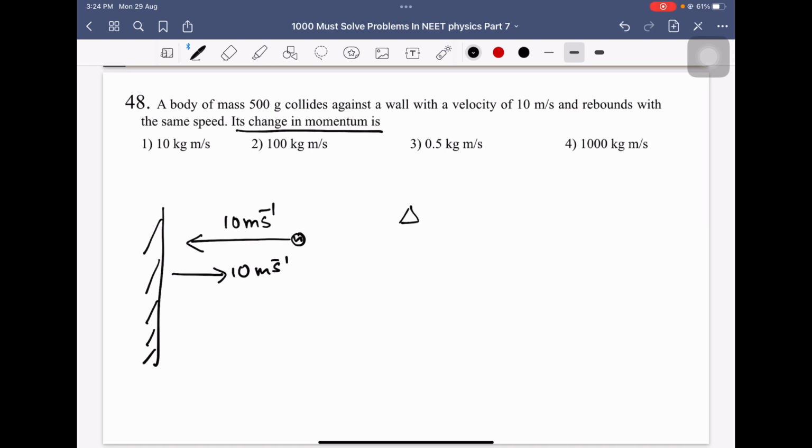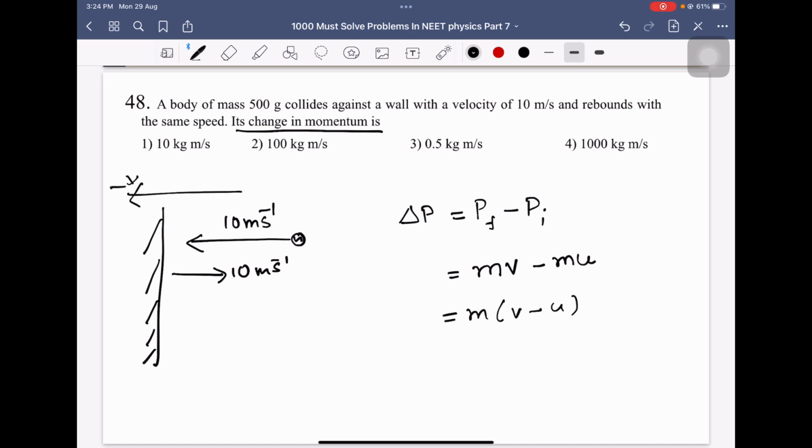What is change in momentum? Change in momentum means final momentum minus initial momentum. Final momentum is mass into final velocity minus initial momentum, which is mass into initial velocity, or I can write it as m into (v minus u). Initially, say you take this direction as minus x. So this is minus 10 meter per second, and this is plus 10 meter per second. Mass is 500 gram, 0.5 kg.